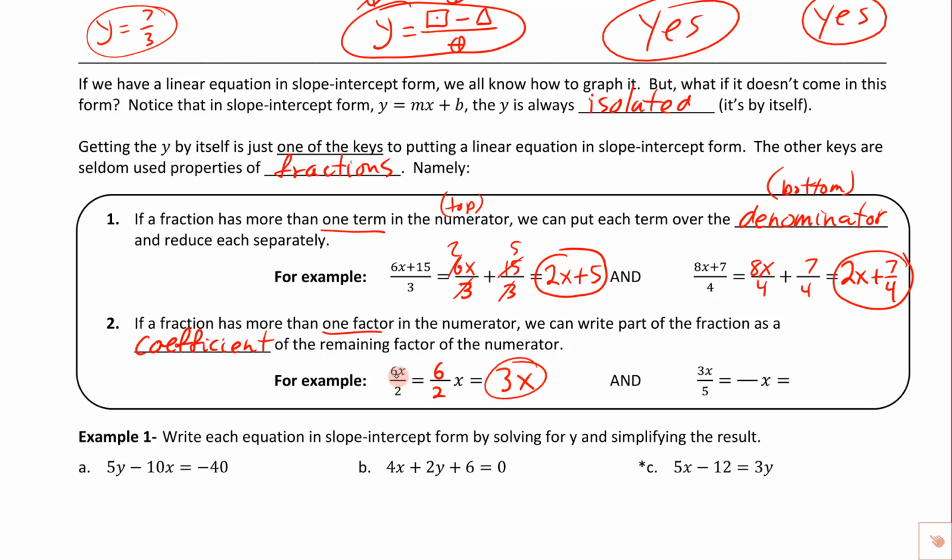Now, again, everybody I think would agree that 6x over 2 is not quite as nice as just writing plain old 3x. Same thing if we had something like this. If we've got 3 times x on the top, notice those are the two factors, and a 5 on the bottom, then we can write the numbers out front, pull that 3/5 out as a coefficient, and then the x on the end. And this doesn't reduce or anything, so that right there is the answer.